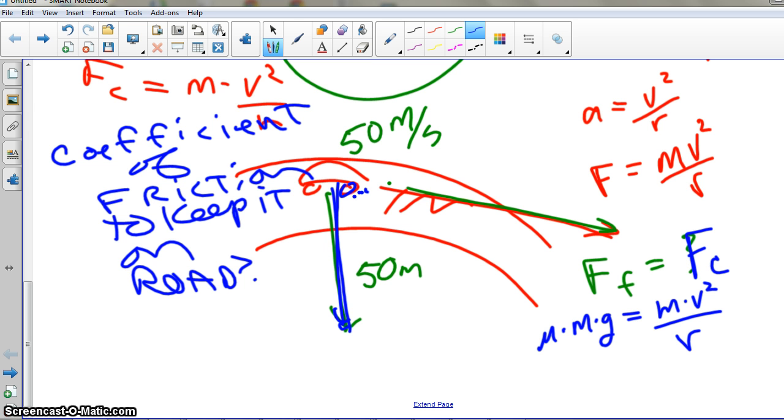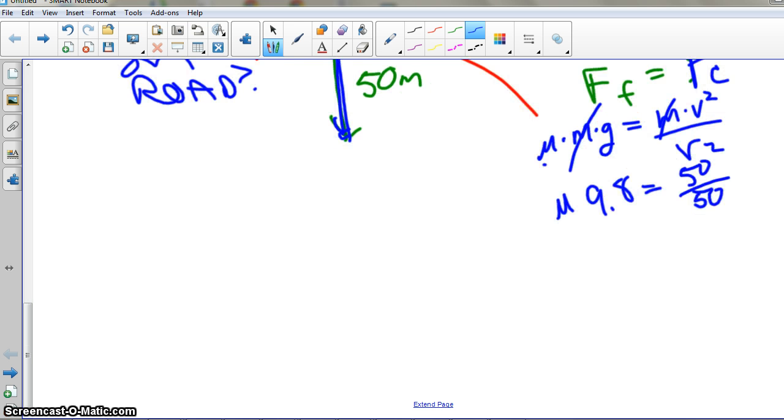So if we start plugging in, this is the coefficient of friction. This is what we're trying to solve for. The mass of the car wasn't given, but we don't care because it's on both sides. We're on Earth, so we can use 9.8. The velocity was given as 50. So 50 squared divided by the radius, which is, conveniently, 50. What's 50 squared over 50? It's 50. That's right. 50 squared over 50 is 50.